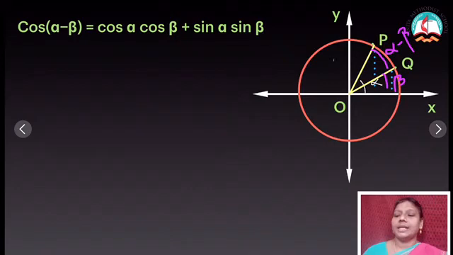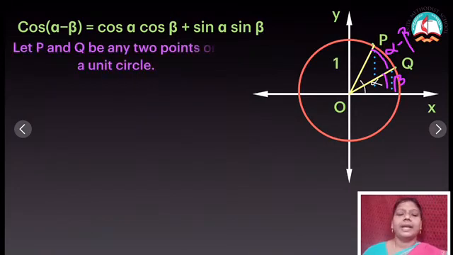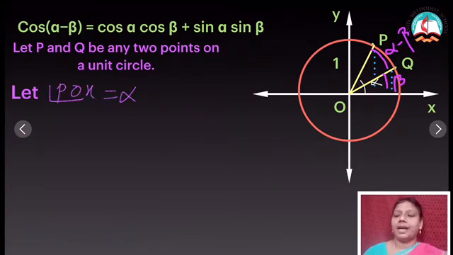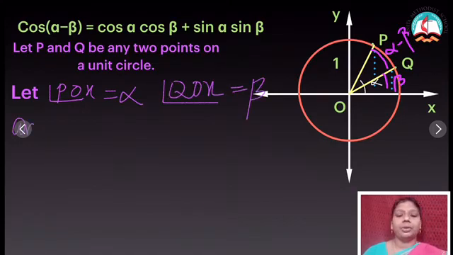Okay, so we are taking the unit circle, that is, the radius is 1. Let P and Q be any 2 points on a unit circle. Then we can find that angle POX is alpha and angle QOX is beta. And then angle POQ is nothing but alpha minus beta. So that is the angle we need.